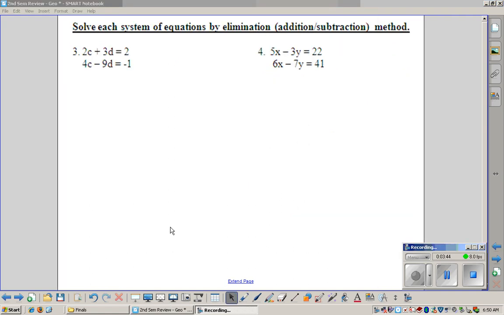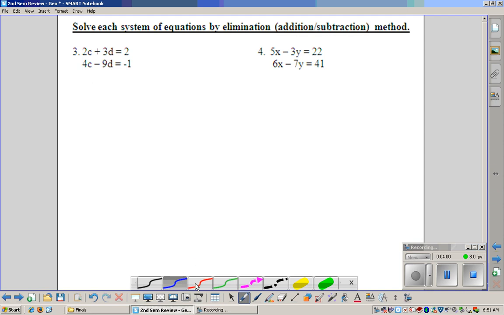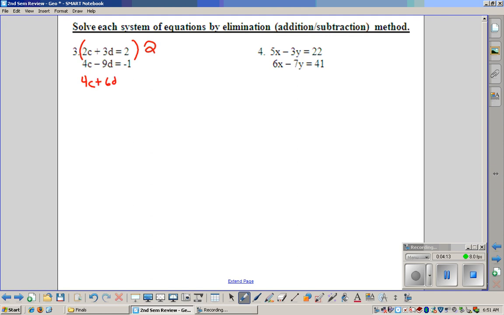Okay, our next set of problems wants us to use elimination or the addition-subtraction method. So to do that, the equations need to be stacked vertically like this, and we need the coefficients to be the same. So in this problem, I think it would make sense to take the first equation and multiply the whole thing by 2. So distribute the 2 to the 2c, you get 4c. Distribute the 2 to the 3d, you get 6d. And 2 times 2 is 4.